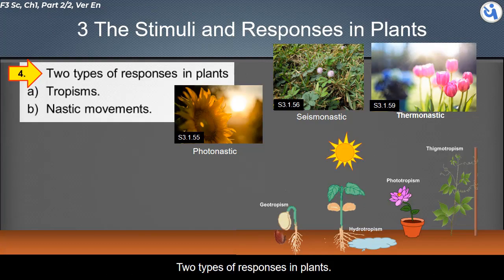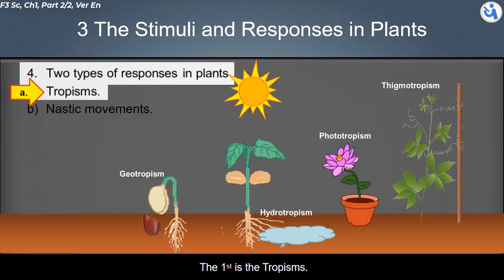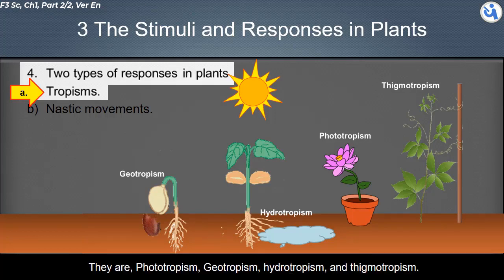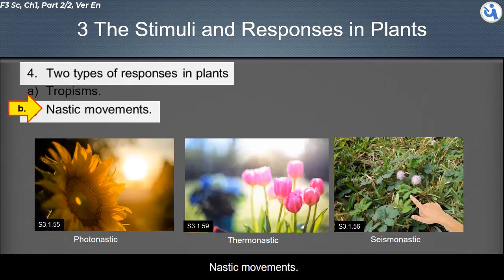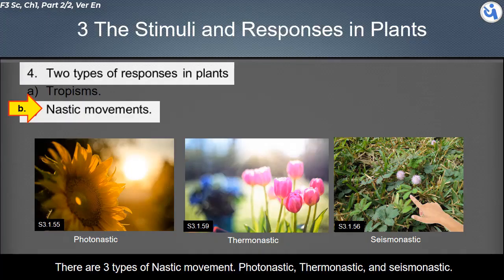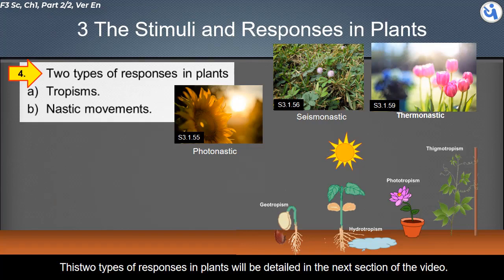There are 2 types of responses in plants. The first is the tropisms response. There are 4 types of tropisms. They are phototropism, geotropism, hydrotropism, and thigmotropism. The second is nastic movements. There are 3 types of nastic movement: photonastic, thermonastic, and seismonastic. These 2 types of responses in plants will be detailed in the next section of the video.